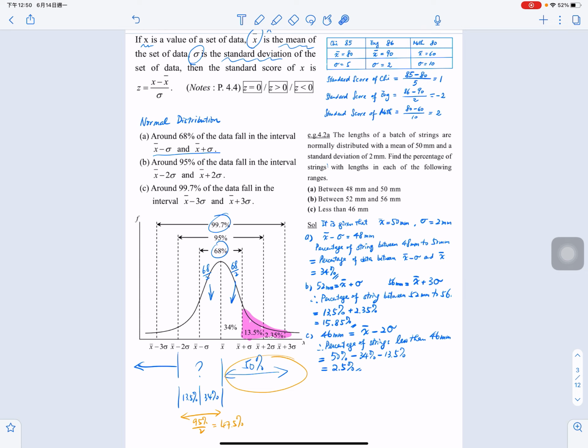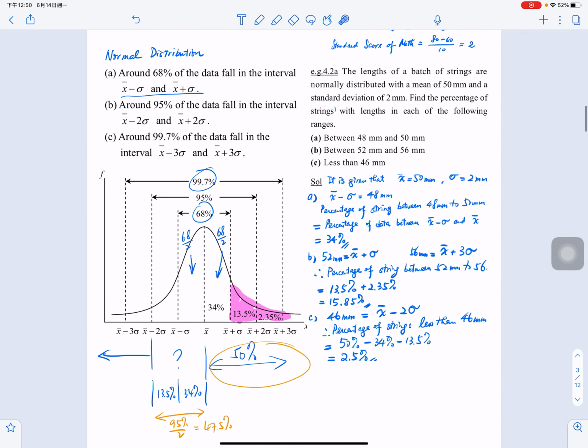Okay, remember the percentages. Remember these three: 99.7, 95, and 68. Remember?